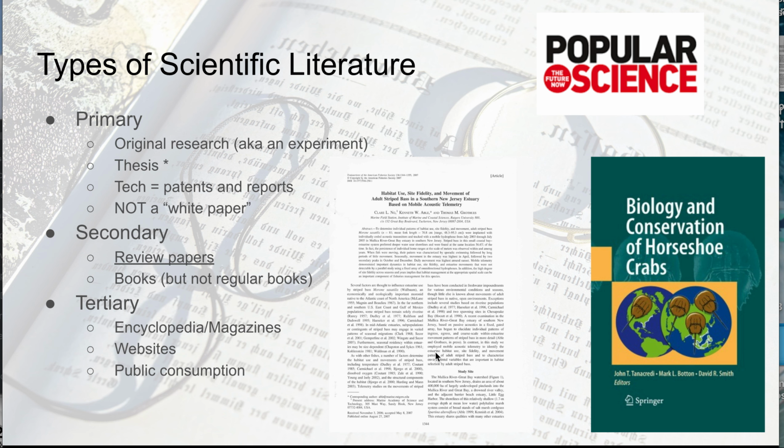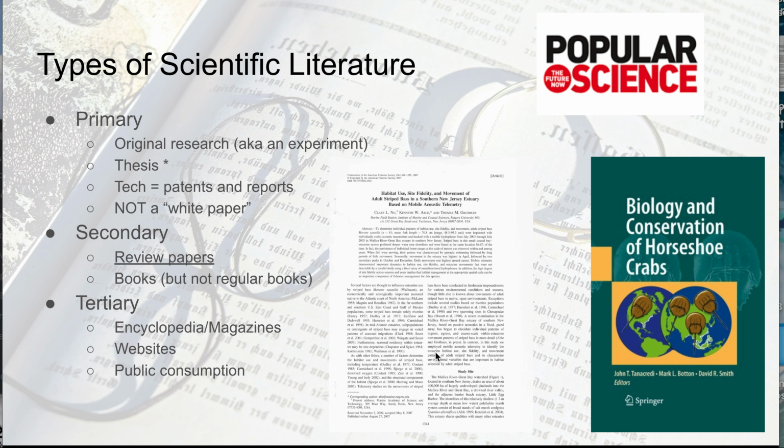In tech, which you've probably learned a little bit about from Miss Morsitz and Miss Green last year, tech has patents and reports of experimental engineering designs and things like that. So tech has their own version of primary lit. Economics has these things called white papers that kind of look like scientific papers, and they're common in economics, but they are not peer reviewed, so no white papers.